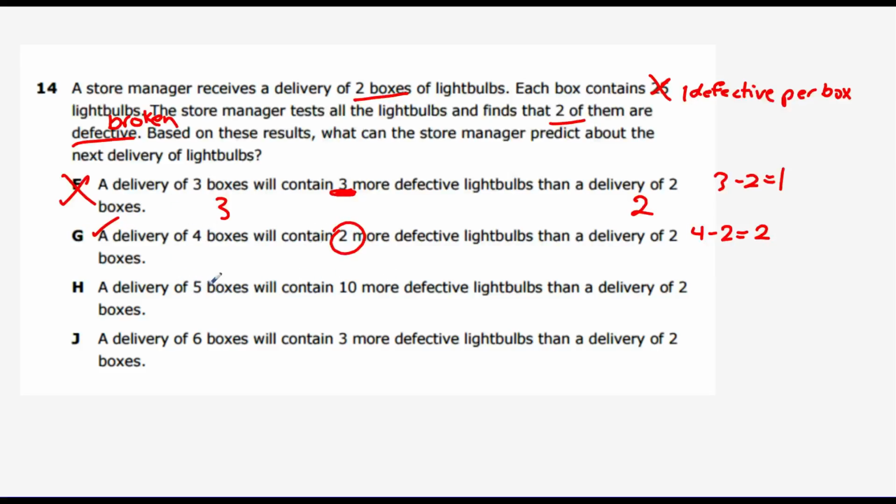Let's check the other ones just to be sure. Next one, 5 boxes, so 5 broken, compared to 2. We'd expect 3 more, but this one says 10, like they just multiplied, so that's no good. And our last one, 6 boxes, will have 3 more than 2 boxes. But 6 minus 2 equals 4, which is not 3. So really this one was checking to see if you could read and then keep reading and do the same math each time to get a correct answer. So again, if you can read, you can do math.